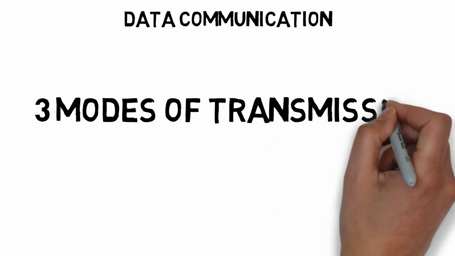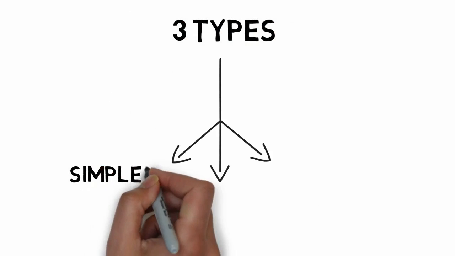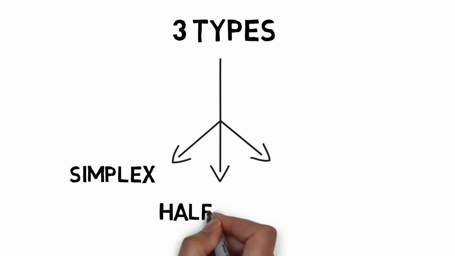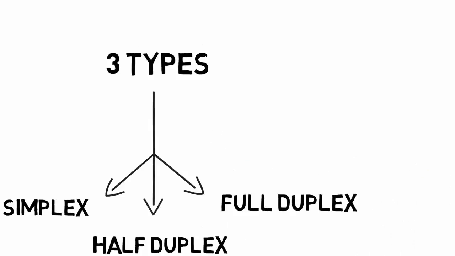While studying data communication, you might come across this question: What are the three modes of transmission of data? Well, there are three types. The first one is simplex, the second is the half duplex, and the third one is the full duplex. Take a look at all of these three modes.